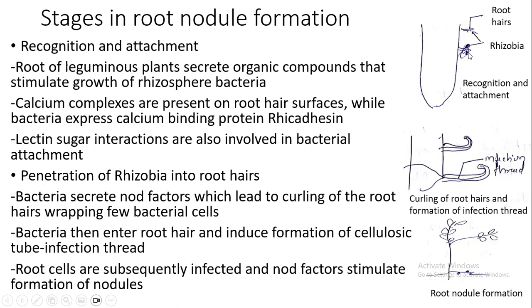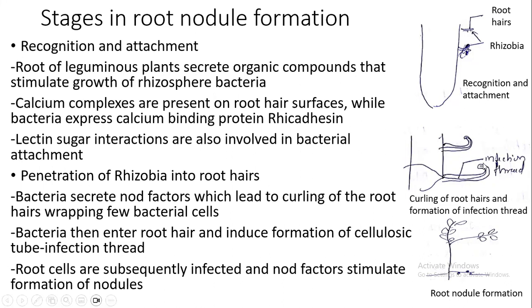Once the bacteria have attached to the surface of the root hair cells, the second stage is penetration inside the root hairs. So bacteria will basically synthesize and secrete certain factors which are known as Nod factors, which are basically plant growth promoting hormones such as auxins and cytokinins, and they will secrete it, so that will lead to irregular cell division in the root hair cells. That will result in curling of the root hairs, and during this process it will wrap up a group of bacterial cells, after which the bacteria can get access into the root hair cells.